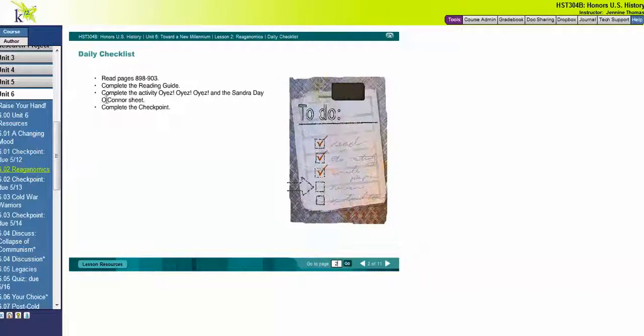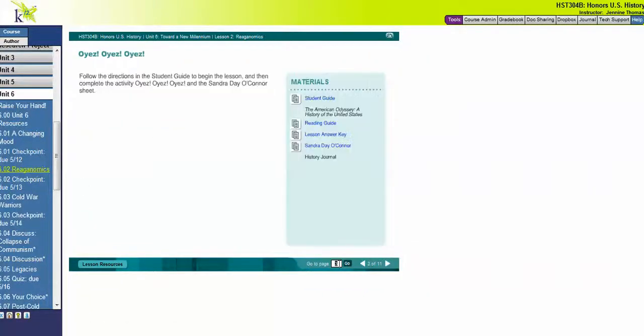There is also an online activity and an activity sheet, the Sandra Day O'Connor sheet, that you can complete. This one is not graded, okay, but you can complete this and submit it as a reading guide for extra credit. In each unit, you can submit 2 reading guides and get extra credit for that unit. The only graded assignment that you have for this lesson is to complete the checkpoint that goes with the lesson. You'll always find your checkpoint right under the lesson itself.